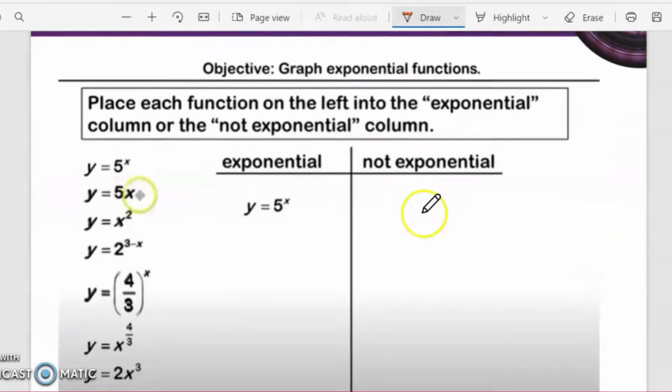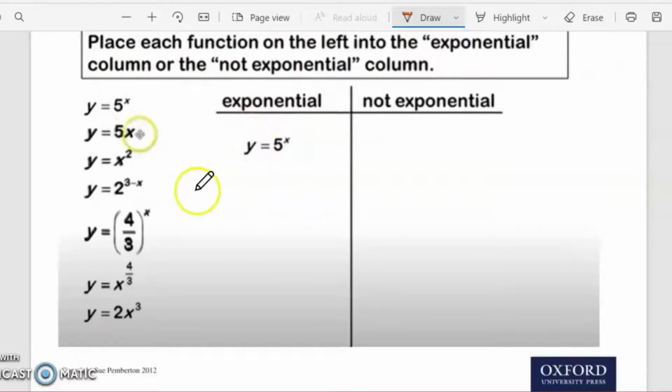So we go to the next one. Place each function on the left into the exponential column or not exponential column. So we have this one. Okay, this one is the exponential: y equal to 5 to the power of x. And then y equal to 5x, so this is not exponential. Ingat, exponent maknanya power. Function tu, okay, variables tu berada pada bahagian power.